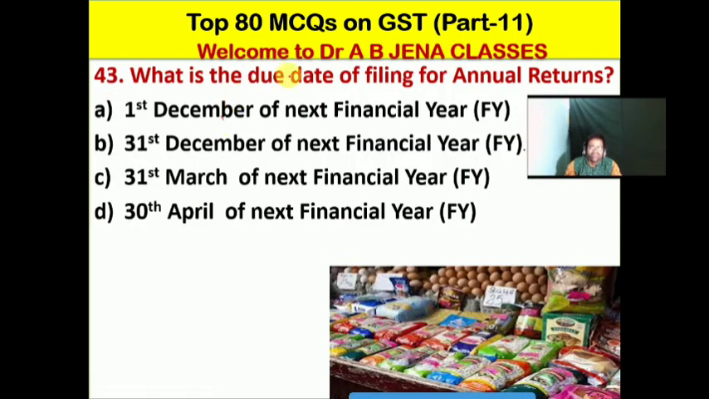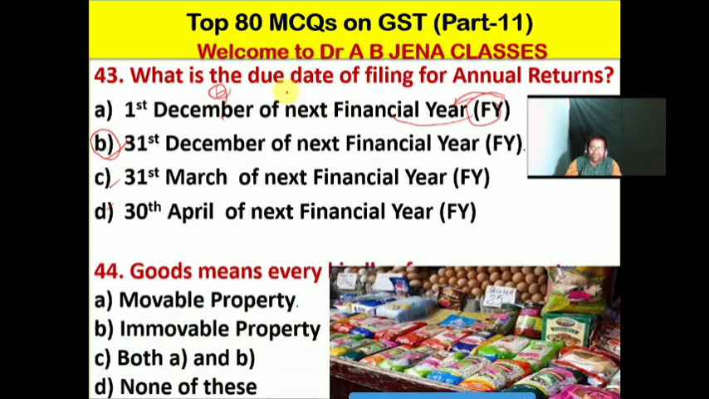So next one we will see: what is the due date of filing for annual returns? A, the first December of the next financial year, where FY stands for financial year; B, 31st December of the next financial year; C, 31st March of the next financial year; D, 30th April of the next financial year. Friends, so B is the right option for this MCQ. That means 31st December of the next financial year is the due date of filing for annual return.